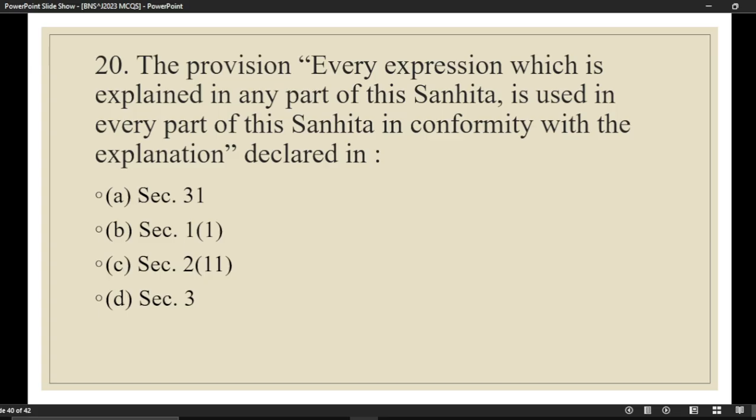Every expression which is explained in any part of this Sanhita is used in every part of this Sanhita in conformity with the explanation declared in: option A, Section 31; option B, Section 1, Clause 1; option C, Section 2, Clause 11; or option D, Section 3? This statement is directly taken from the Bare Act. So we will use that explanation part, and the correct answer to this question is option D, that is, Section 3 talks about this provision and it says that every expression which has been explained in any part of this Sanhita is used in conformity with the explanation.